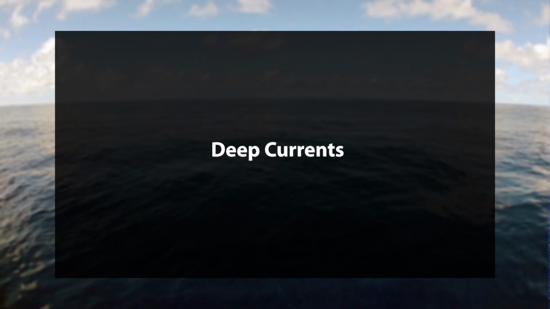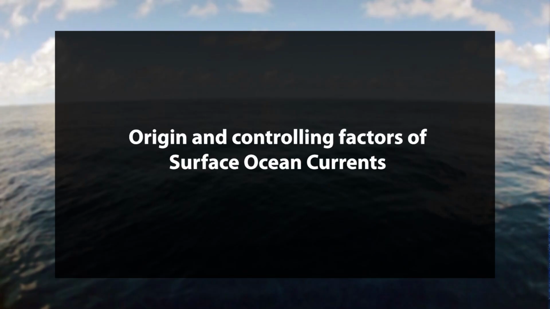Second are the deep currents. These are formed due to differences in water density resulting from temperature and salinity variations. They make up the remaining 90% of the ocean through a process called thermohaline circulation. Now we will discuss the origin and controlling factors of surface ocean currents.